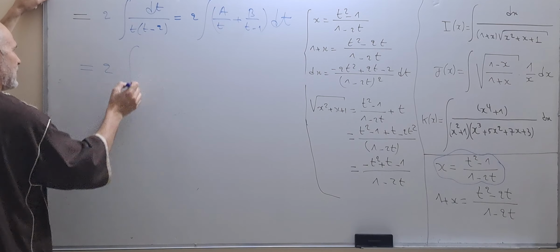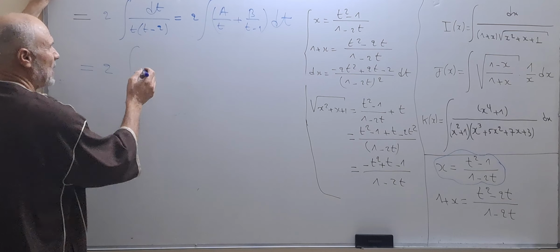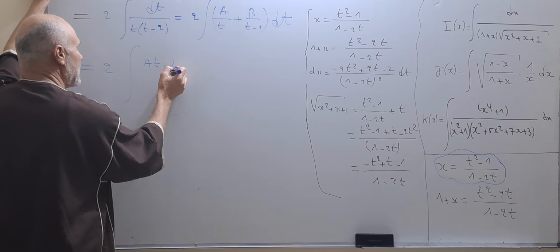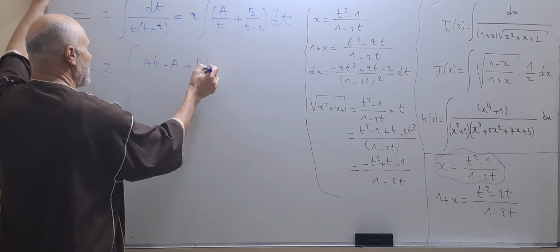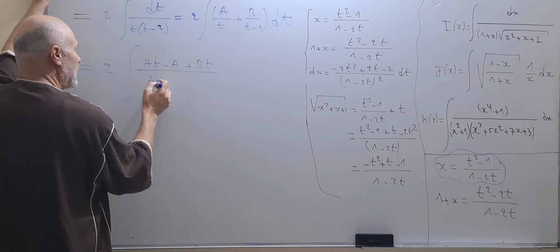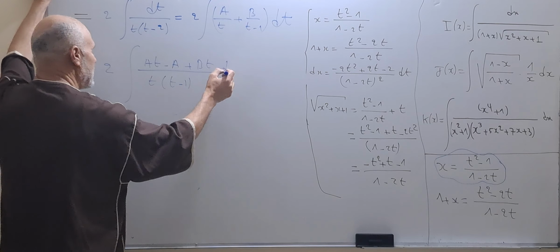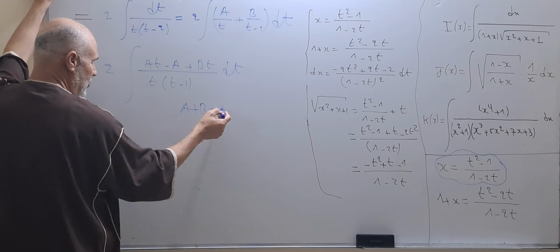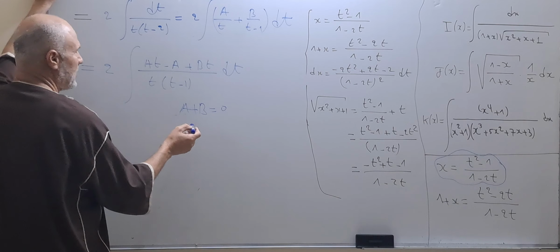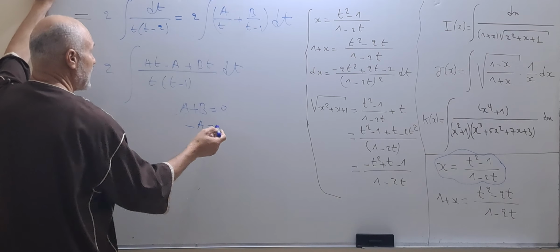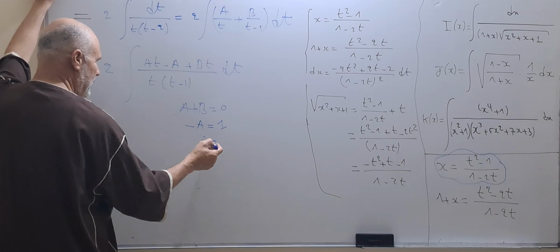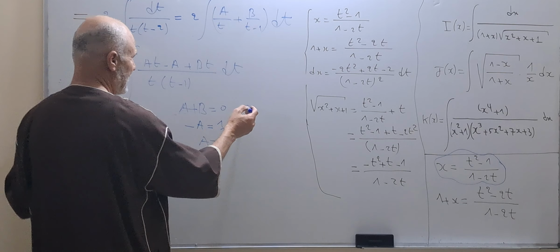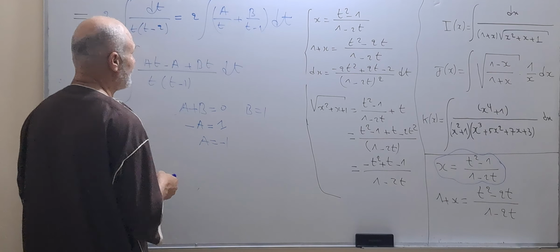Which is equal to the integral of 2, we have a(t minus 1) plus bt over t times (t minus 1) dt. This means that a plus b is equal to 0 and minus a equal to 1. This means a is equal to minus 1, and then b is equal to 1.